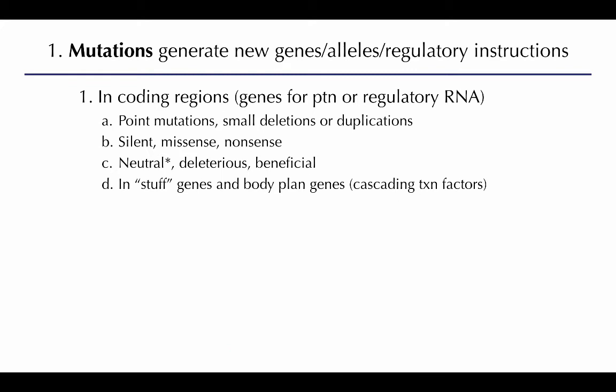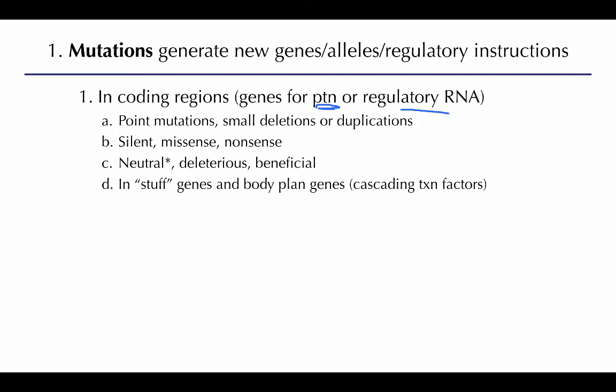You know what a mutation is already. This is a change in the DNA sequence. A lot of times we think about new alleles, but you can also get new regulatory instructions, and we'll see that in a moment. In the coding regions, coding means that the mRNA that's transcribed will be translated into a polypeptide and then folded into a protein, or that the RNA that's transcribed is regulatory RNA itself, like microRNA.